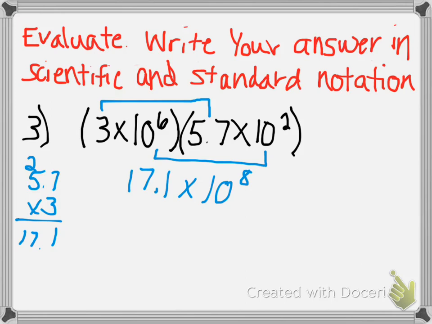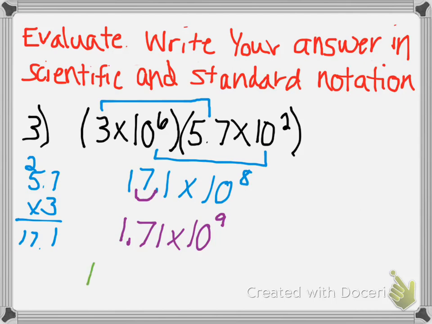Then you need to look. 17.1 is not between 1 and 10. So you actually need to move your decimal one more time. And then I'm adding a loop to this, so I'm going to change my exponent to a 9. So this is scientific. The directions also state that you need to write it in standard form as well.